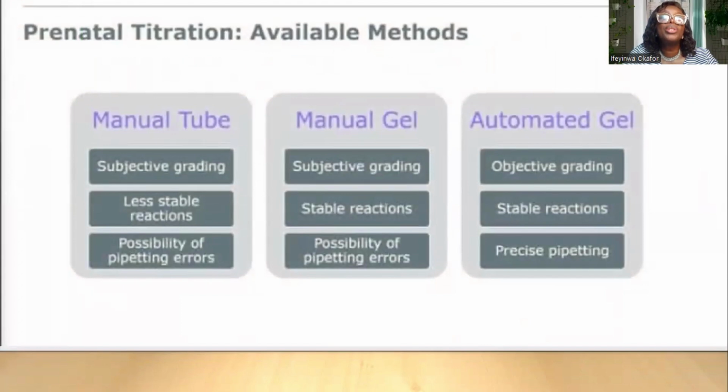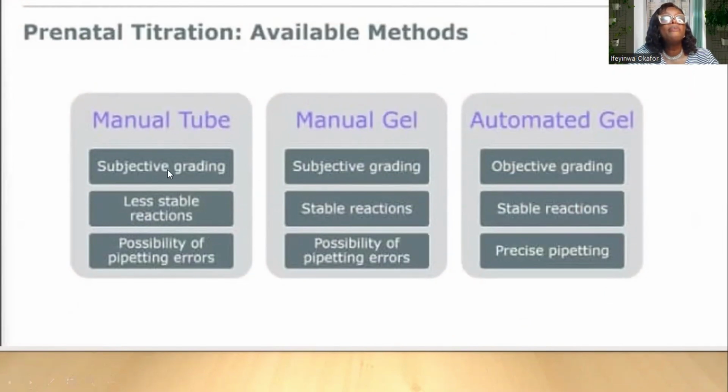Now, prenatal titration, what are different methods that we can use to do titration? We have the manual tube method, the manual gel method, and the automated gel method. They all have advantages and disadvantages, but the recommended method that we use now in most laboratories is the manual tube method. But research is ongoing to standardize the automated gel method because it is faster and even more specific.